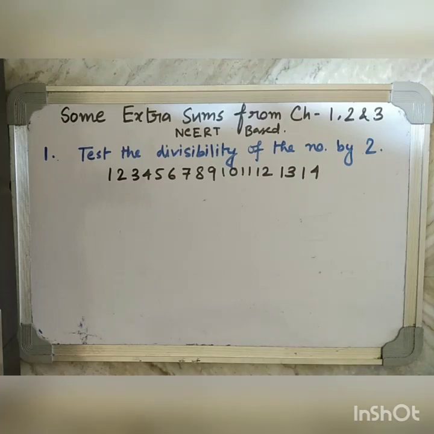Hello dear children, today we will start some extra sums from chapters 1, 2 and 3 of your NCERT book. The three chapters are Knowing Our Numbers, Whole Numbers and Playing with Numbers. So in the first question we have written, test the divisibility of the number by 2.